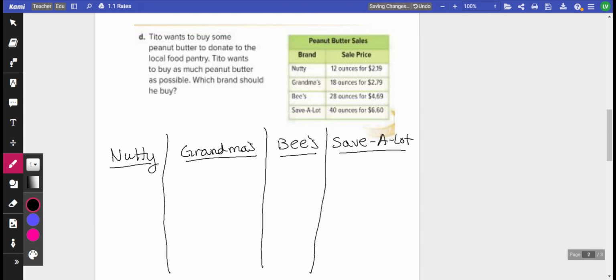So starting off with Nutty's, it is $2.19 for 12 ounces. I'm going to take out my labels, which gives me $2.19 to 12. So I want to know for 1, divide the denominator and the numerator by 12. And this gives me the answer of, rounded to the nearest hundredth, 18 cents.